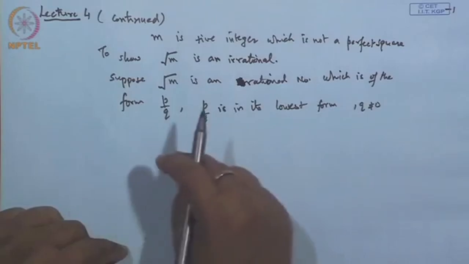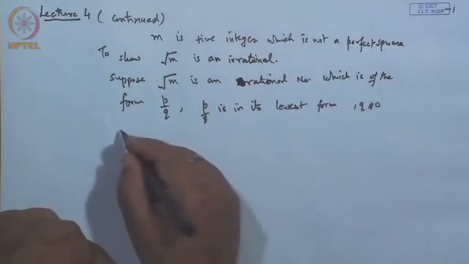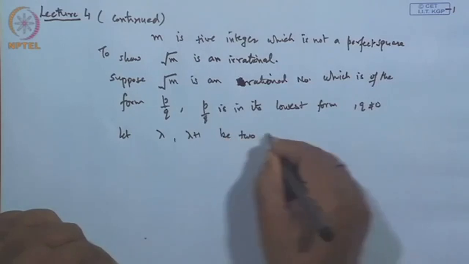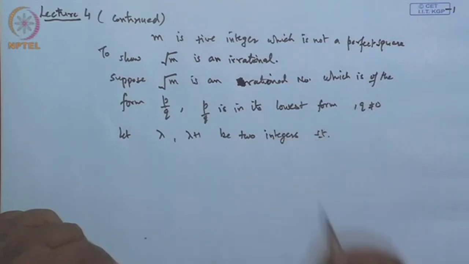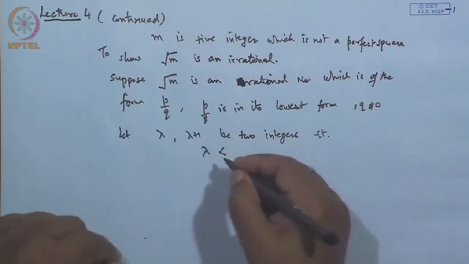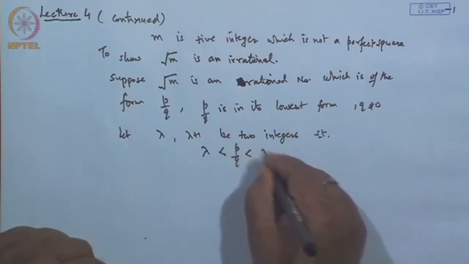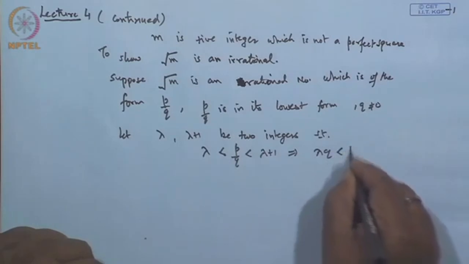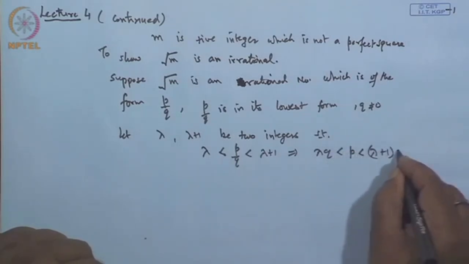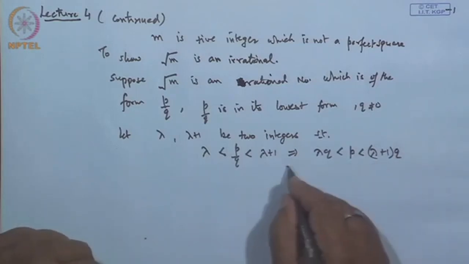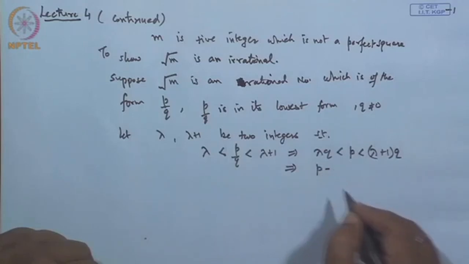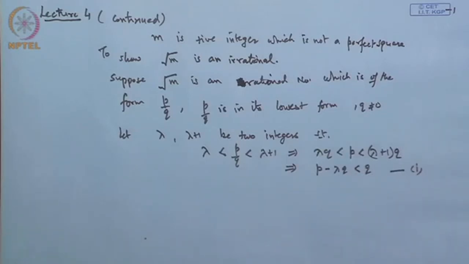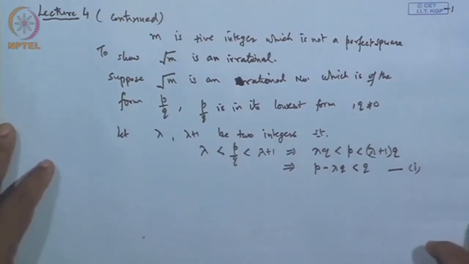So we can identify the two integers between which this number will lie. Let lambda and lambda plus 1 be the two integers such that lambda is less than p by q, which is less than lambda plus 1. That is, lambda q is less than p, which is less than lambda plus 1 times q. Now from here we can say that p minus lambda q is strictly less than q. Let it be 1, because this will be required.